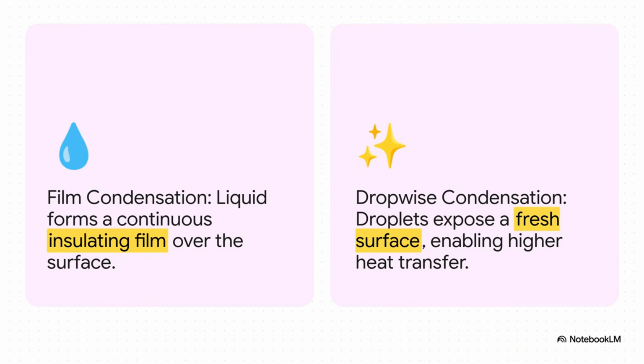Now, moving over to chapter 5, we see another classic comparison question that GTU just loves to ask: film versus dropwise condensation. You've got to be able to explain that film condensation creates this insulating layer, right? While dropwise is way more efficient because it lets a fresh surface get exposed. And yeah, you guessed it, this question has also appeared consistently across all the years.